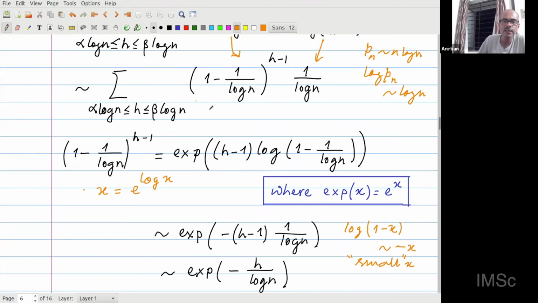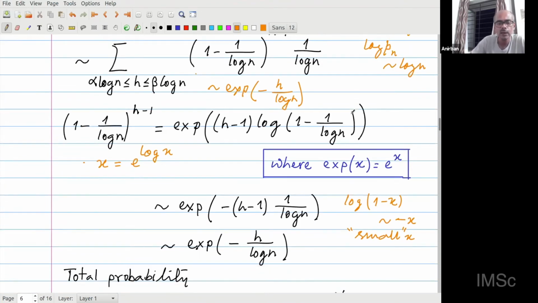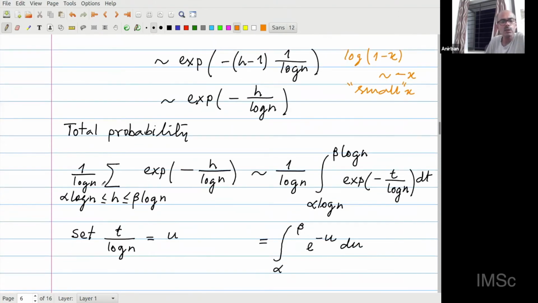So this whole thing is now roughly e to the power minus h by log n. We have shown that. Then I have 1 over log n, and of course the summation over h remains. Just to make it easier to write, I introduce this notation: exponential of minus h by log n, times 1 over log n, summed over h. That is going to be roughly equal to the corresponding integral.